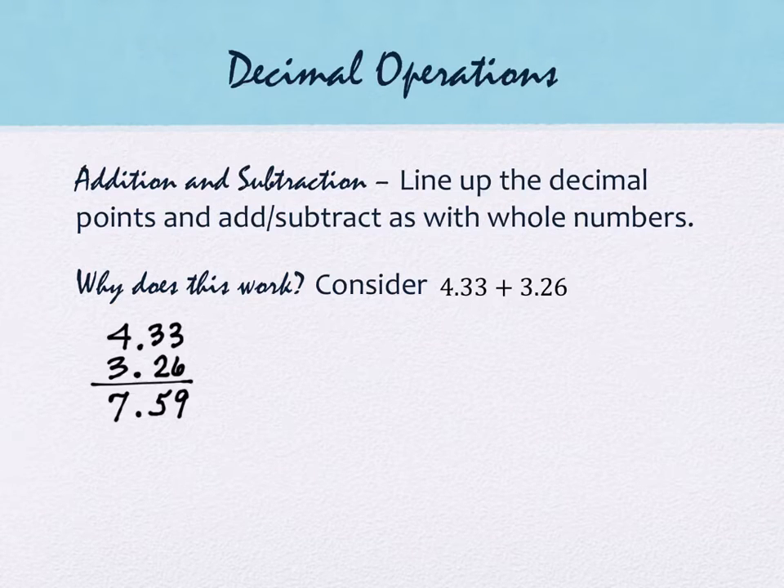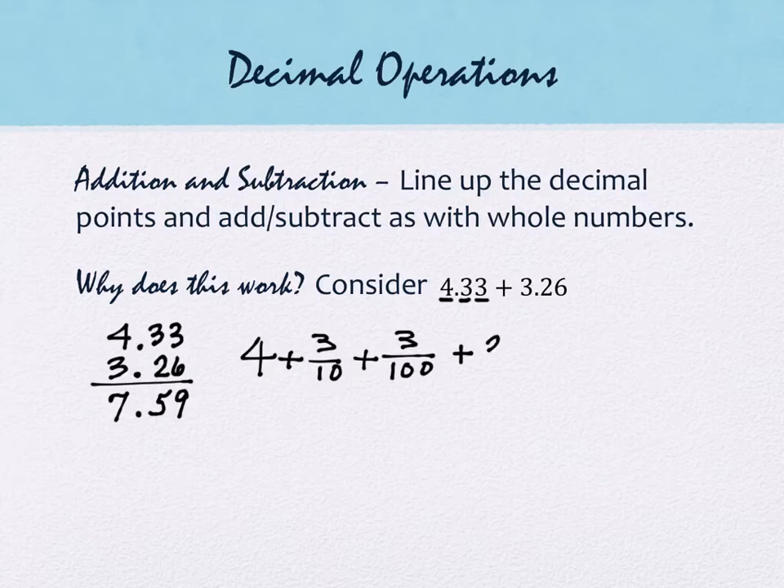The reason it works is because of fractions, or place values more specifically. So I'm going to take the number 4 and 33 hundredths, and I'm going to break it up into 4 plus 3 tenths plus 3 hundredths. You could do 33 hundredths as well if you wanted to do it that way. It would be all right. And then I can do the same thing here. I've got 3, I've got 2 tenths, and I've got 6 hundredths. So that's what the expression would look like in expanded form, with decimals turned into fractions.